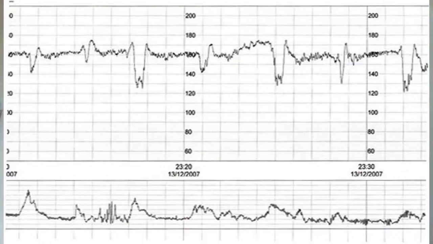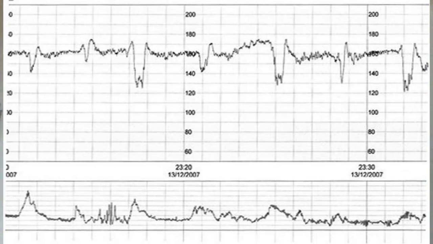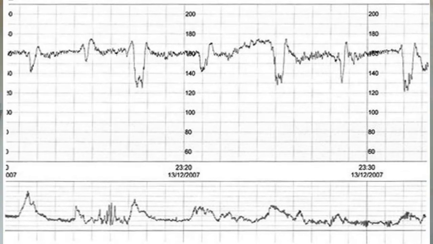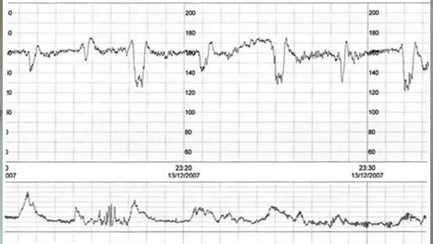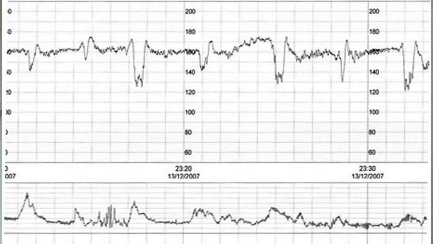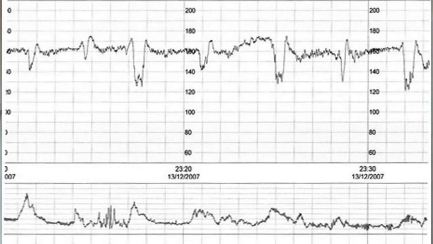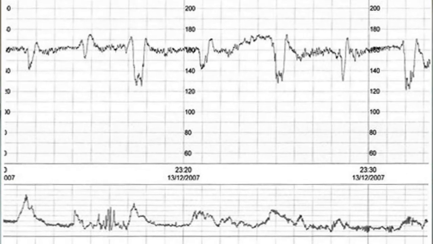Next trace, I will give you 10 seconds. Okay, we'll define the risk. We have 2 to 3 contractions every 10 minutes. Baseline heart rate is 160. There is preserved variability. There is deceleration, which is variable deceleration. This is the shape of variable deceleration.